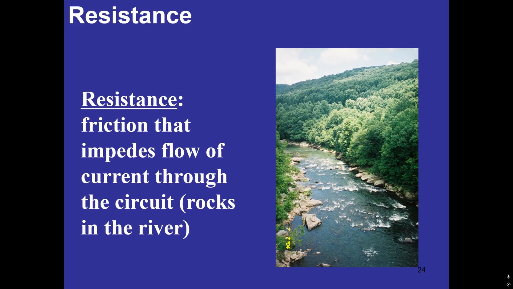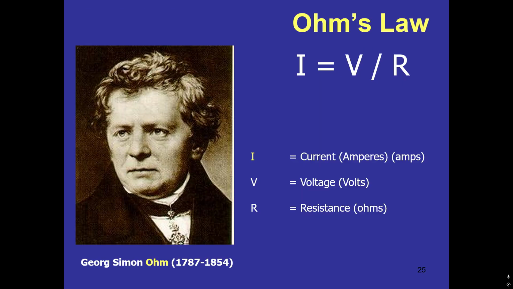Now these three quantities, voltage, current and resistance, are related to each other, and this is given by Ohm's law. Ohm's law states that current I equals V by R. Current I equals voltage divided by resistance.